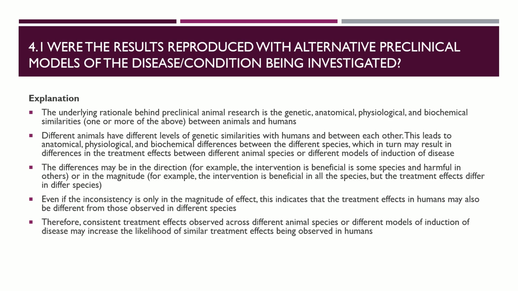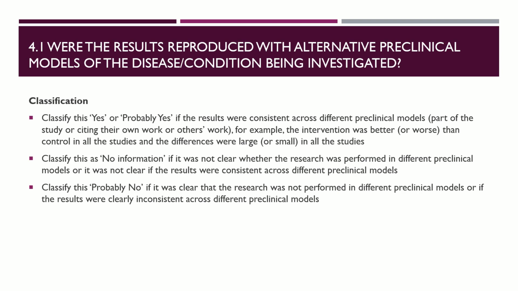Now, even if the inconsistency is only in the magnitude of effect, this indicates that the treatment effects in humans may also be different from those observed in different species. For example, if the treatment was 50% effective in, let's say, mice, and 25% effective in rabbits, it may be only 1% effective in humans. So, consistent treatment effects observed across different animal species or different models of induction of disease may increase the likelihood of similar treatment effects being observed in humans.